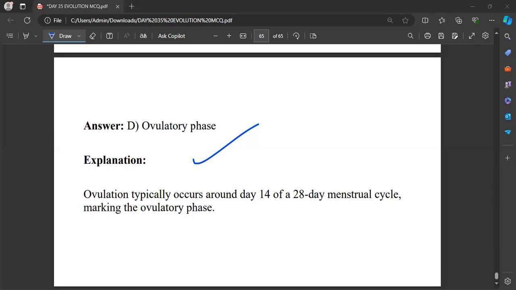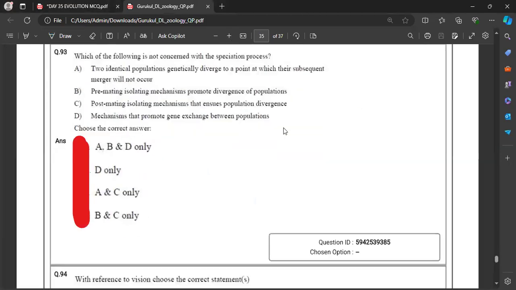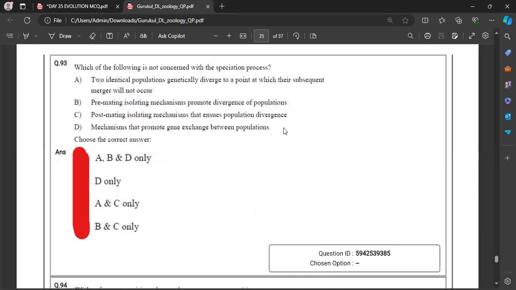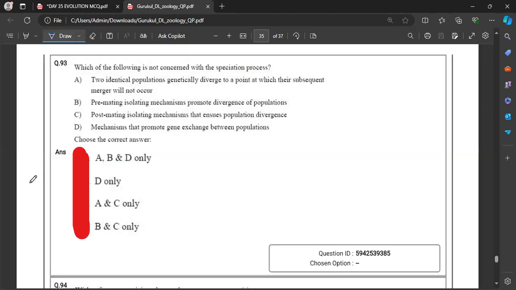Wait, let me show you. Okay, just answer this question. In yesterday's class, we stopped at this slide. Which of the following is not concerned with the speciation process? This will be your PYQ, and if you know all the things we have discussed in the class, you can answer this question.